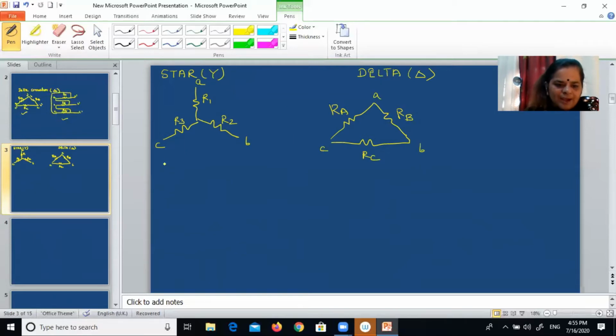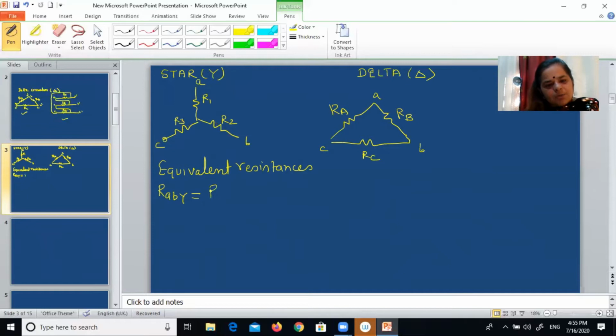Now, if I calculate the equivalent resistances of the star connection between the various points, that is RAB star. So what will be the value of RAB star? As C is open circuit, RAB star will be the series combination of R1, R2. Similarly, if I calculate RBC star, R1 will be in open circuit, so under the condition R2 and R3 are in series. Similarly, if I calculate RCA star, that will be R1 plus R3.